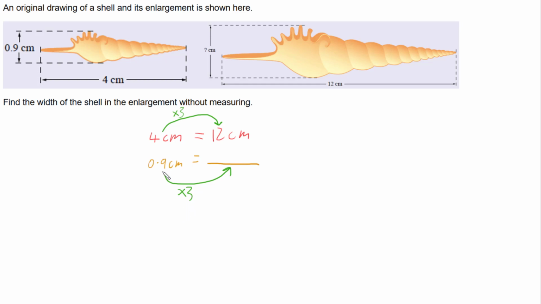So if we work this out, 0.9 times 3, the width of our enlargement is 2.7 centimeters. So that's it. Our enlargement is 2.7 centimeters wide. And we're done.